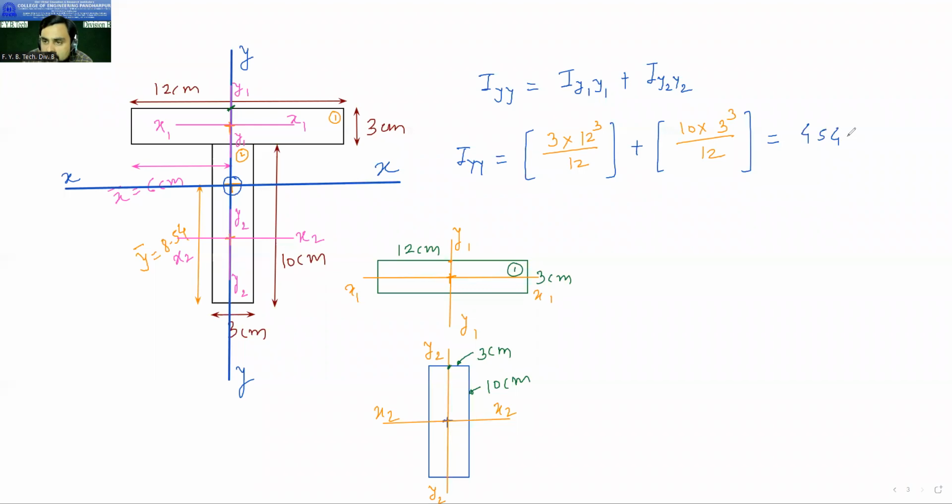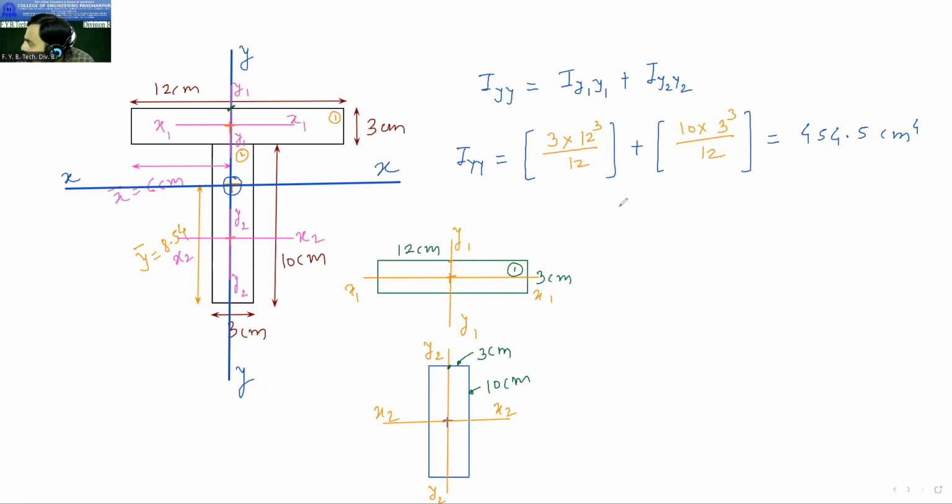So here the answer with me is 5454.5 centimeter raised to the fourth. Is it the right answer? Did everyone get the correct answer? Yes, sir. So this is IYY. Is it clear? Any doubt in the calculation of IYY?